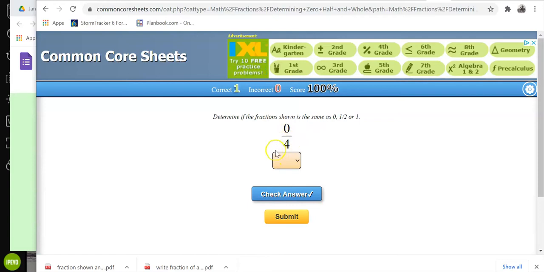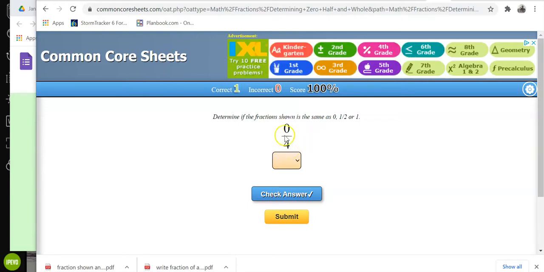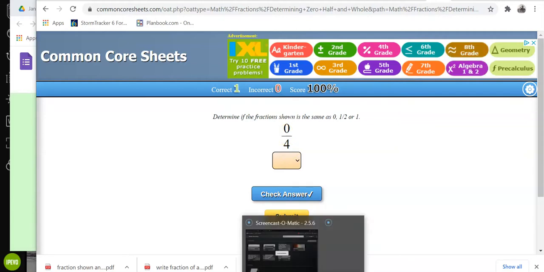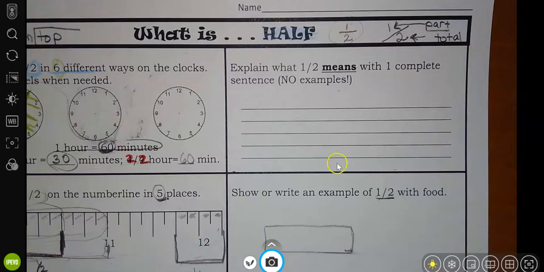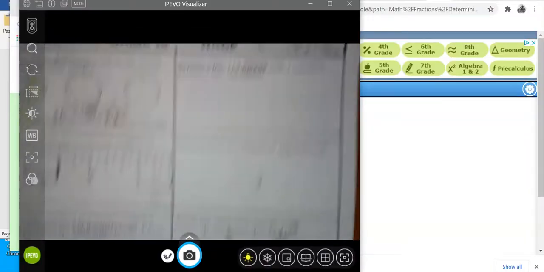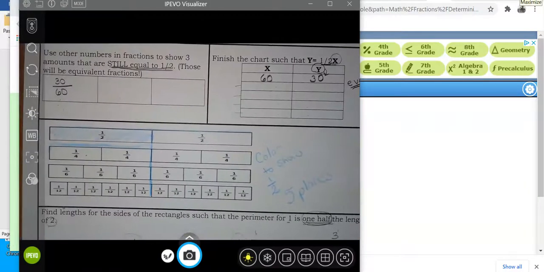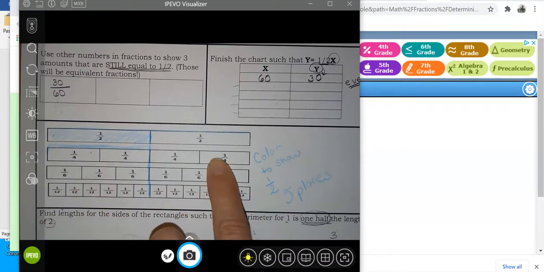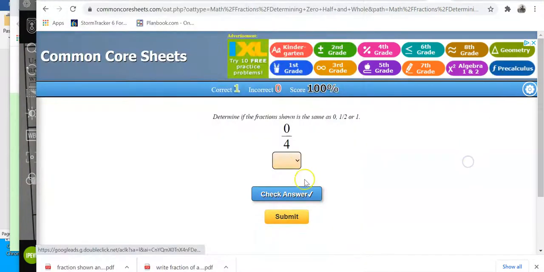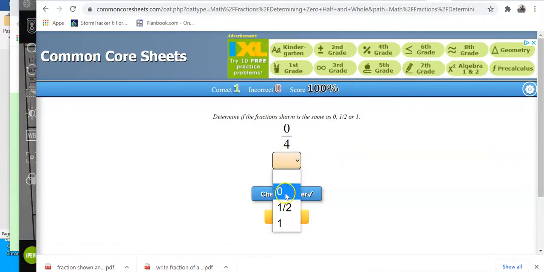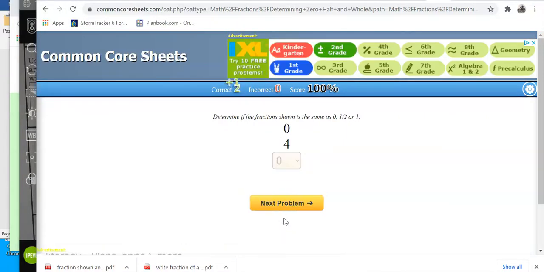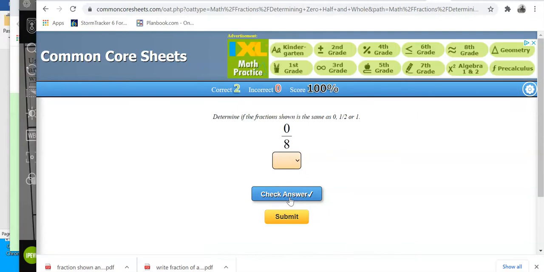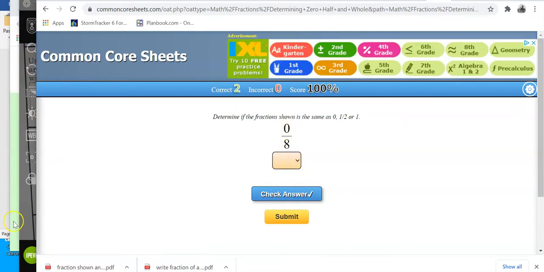What about this? There are 4 pieces, but you don't have any of them. What does that look like? Well, if we go down to this section, here are the 4ths, but you can't color any of them in. Well, that kind of looks like, nothing. 0 pieces out of 8.